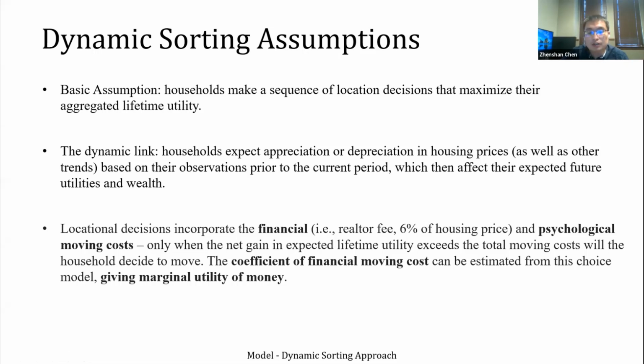While the coefficient of the financial moving cost can be estimated from the first step, a relatively easier estimation, that will give us the second step coefficient of price. That's basically the marginal utility of money. That way, we do not need to instrument the price.